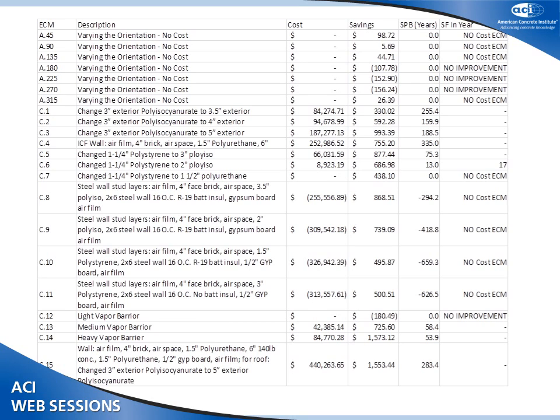In some cases we got the basic cost, for instance, of increasing the insulation on the roof. It cost me about $85,000 to do so. The savings per year is about $330, and so we're looking at 255 years for a payback on that. After we looked at beyond 300 years for self-funding, we put a dash in there.